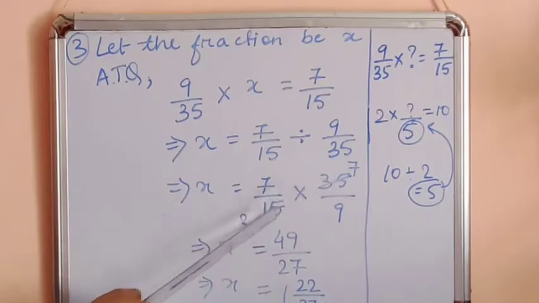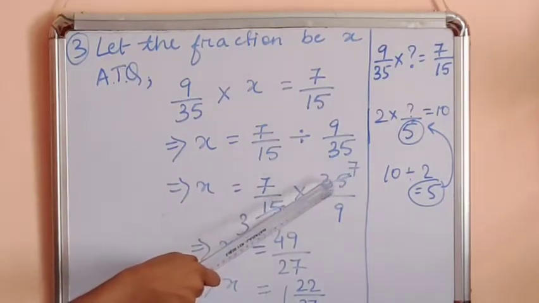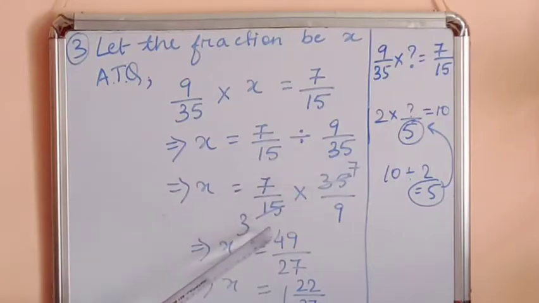Now 15 and 35 can be reduced. 5 3s are 15 and 5 7s are 35. 7 into 7 is 49 divided by 3 into 9 is 27. So this is our fraction, but since this is an improper fraction, we have to convert this into a mixed fraction. So our answer will be 1 22 by 27. After this you write, therefore the required fraction is 1 22 by 27.